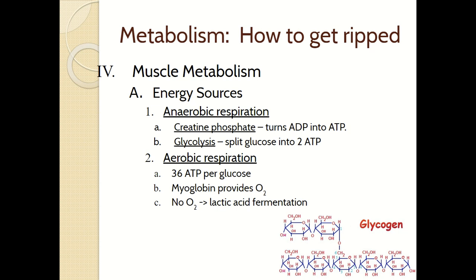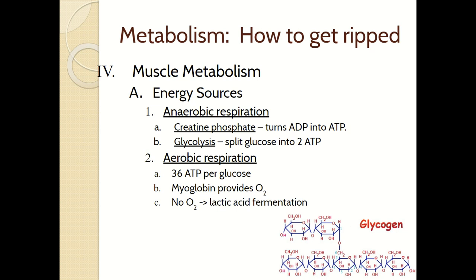And within anaerobic respiration, we have two main pathways or two main energy molecules. One is called creatine phosphate. And creatine phosphate is this really neat molecule that basically helps us to recycle ADP into ATP. So ATP is the direct energy source in all of your cells. Creatine allows us to make extra ATPs to keep your muscles contracting.